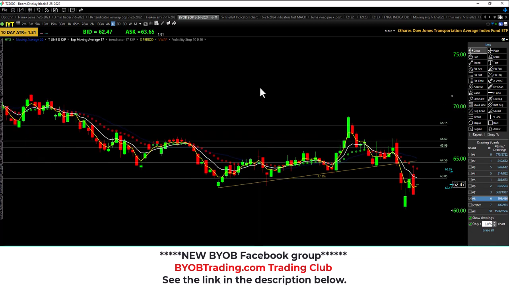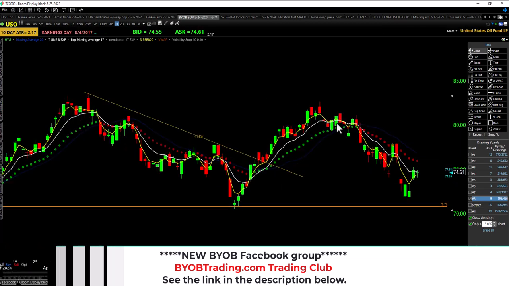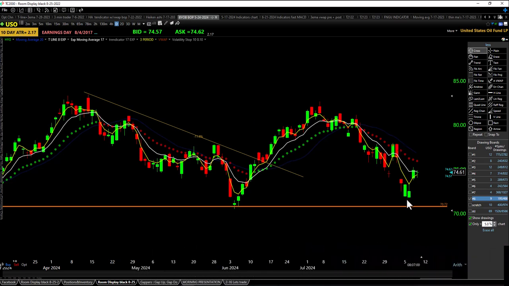Let's take a look at energy sectors. Take a look at USO first. Okay, here's crude oil, petroleum. All right, USO making lower highs and lower lows. So it's in a downtrend.